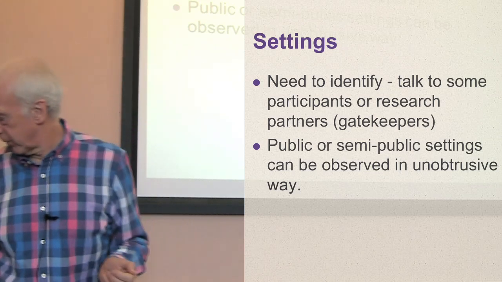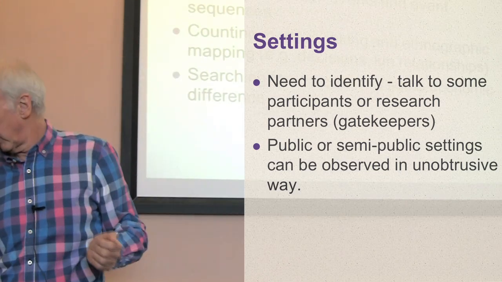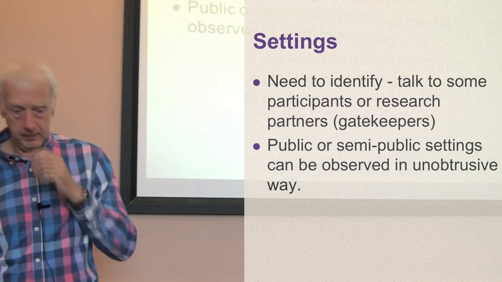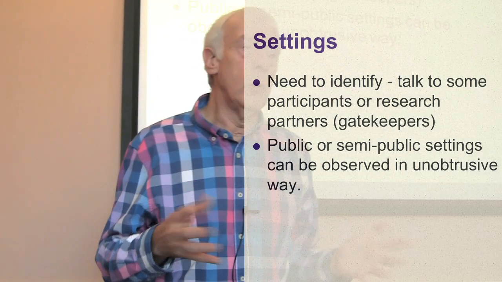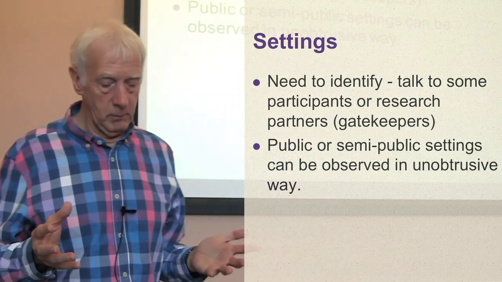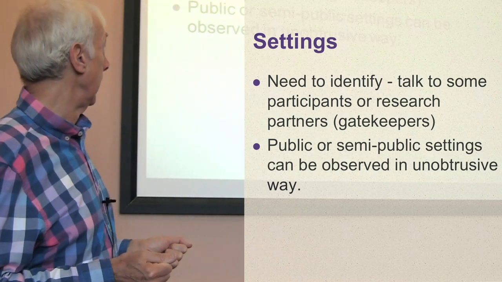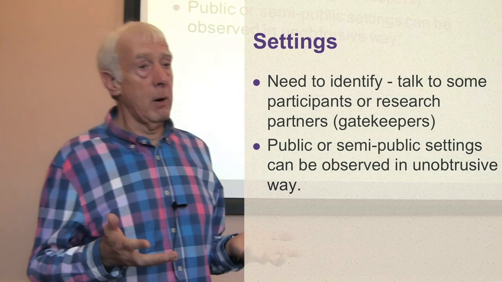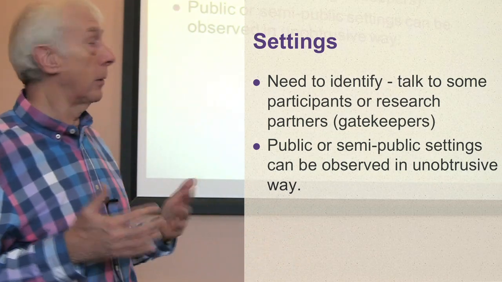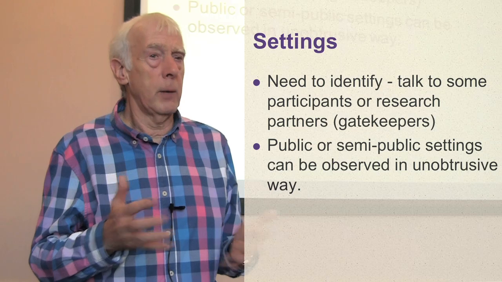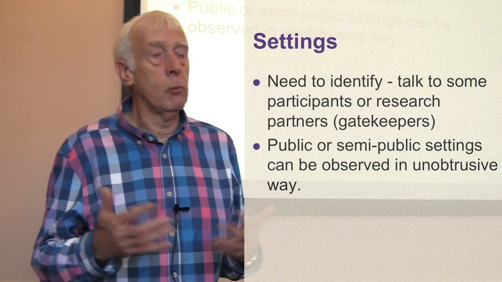Okay, I said I'd come back to this list here, the settings, what you're looking at, what you're observing. So let's look at a bit more detail about the settings. The first thing was, in the setting, you need to work out who to talk to, who's there, and who will know about things. So you talk to individuals and find out. And of course, bear in mind, if the setting is a semi-public one, then you can often do ethnographic work, participant observation work, in an unobtrusive kind of way, just hanging around, just watching things going on.